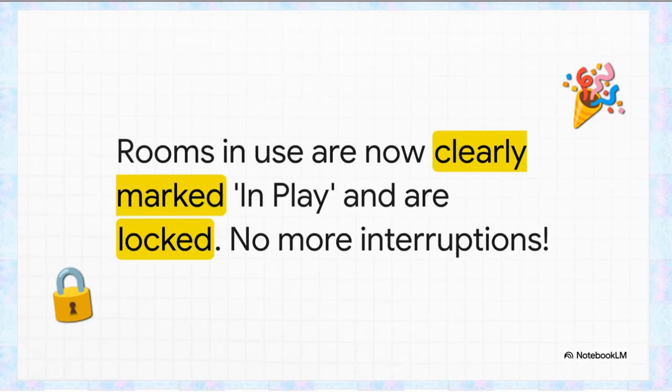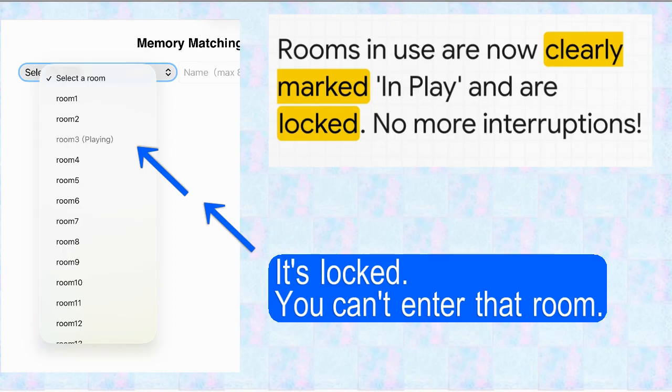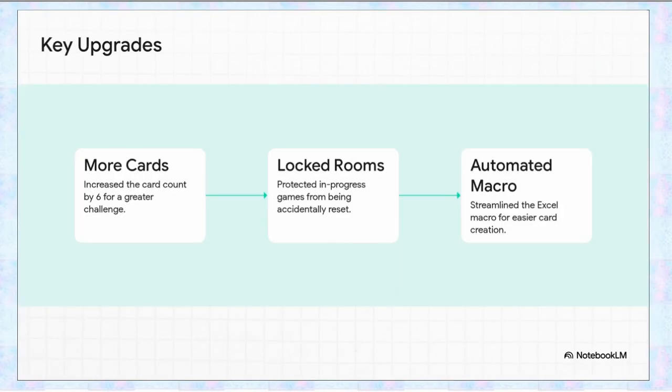And what about that game-breaking reset bug? Well, we basically built a lobby system. Now, any room with a game going is clearly marked in play and it's locked. It's like putting a virtual do not disturb sign on the door. Students can see what's free and nobody can accidentally crash someone else's game. Problem solved.